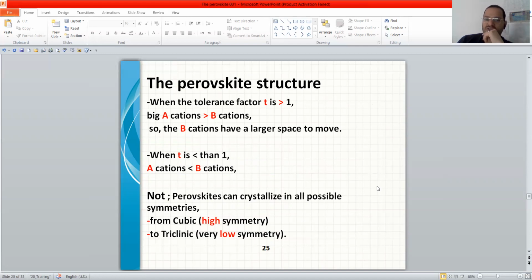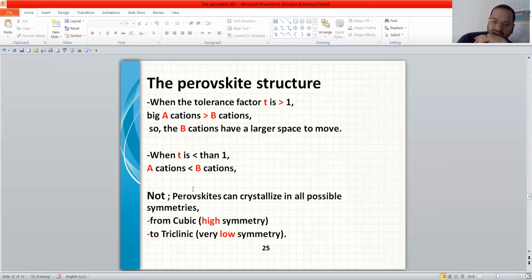it means big A cations, bigger than B cations. That depends on whether T is bigger than 1 or not. Bigger than 1 means A is bigger than B. Less than 1 means A is smaller than B cations. When A is bigger than B, when T is bigger than 1, the B cations have a larger space to move. When T is smaller than 1, the A cation is smaller than B, and the cations have small space to move.